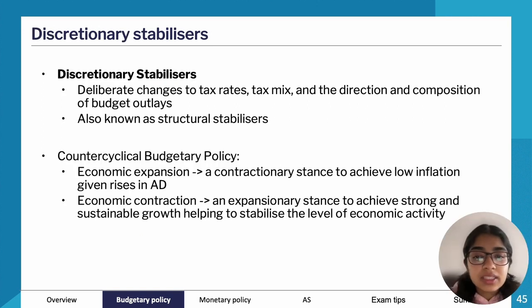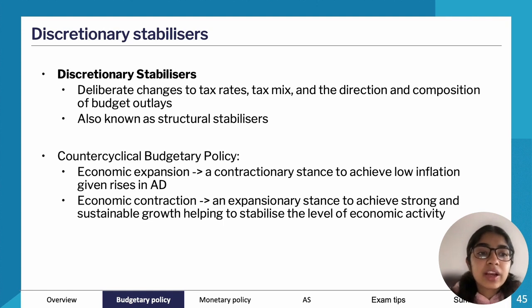Okay, so let's talk about discretionary stabilizers in a little bit more detail. So discretionary stabilizers are deliberate changes. So when the government makes very deliberate changes to your tax rates, the tax mix, the composition of your budget outlays. So another word for discretionary stabilizers are structural stabilizers or structural factors impacting the budget.